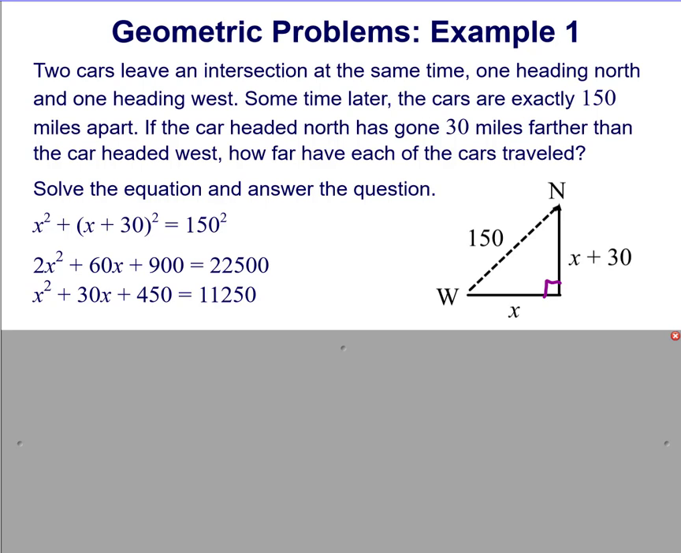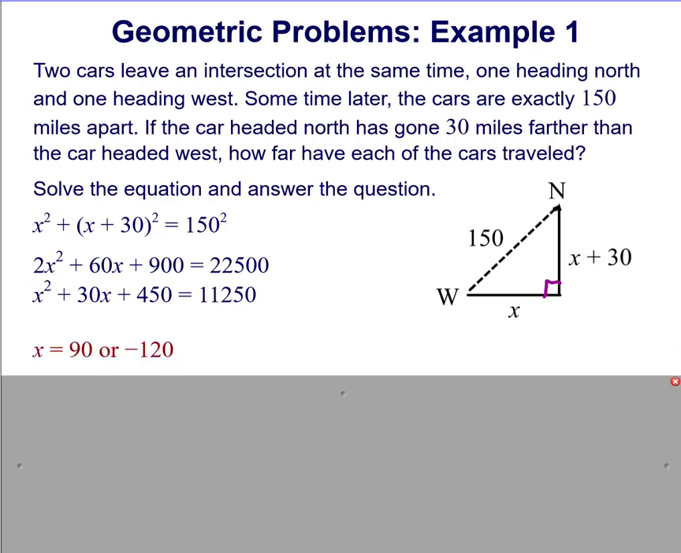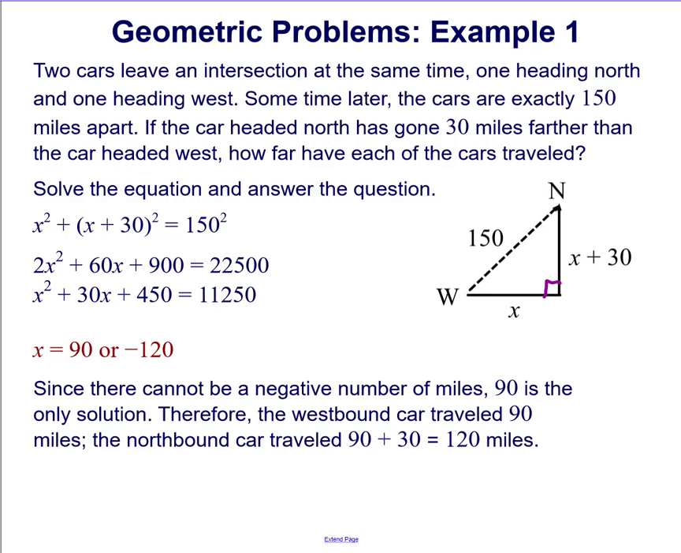Now, using any one of the methods we looked at earlier, whether it was the quadratic formula, factoring, the square method, whatever method you use, we're going to come up with two different solutions. X is equal to 90 or X is equal to negative 120. Since there cannot be a negative number of miles, we can't have negative 120 miles in this particular circumstance. So there's only one possible answer, 90. It's the only solution. Therefore, the westbound car traveled 90 miles, so X is equal to 90.